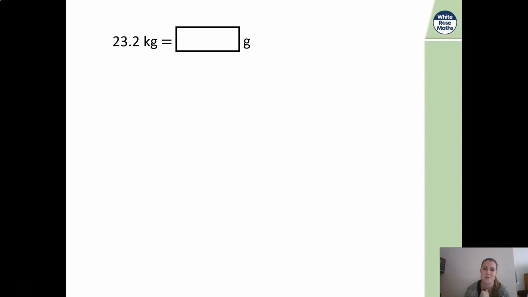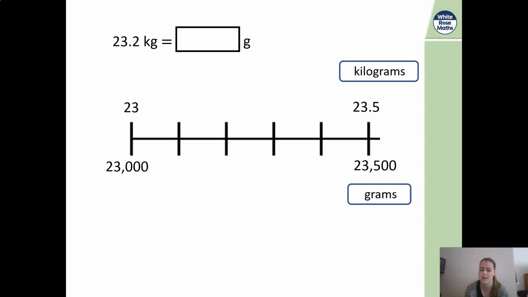So let's throw in some of our decimal work and really test your brain. I've got 23.2 kilograms. I need to work out what that is in grams. Here's my number line, and I'm going to use this to help me. I know I'm going from 23 and I'm going to 23.5 because I'm going up in decimals here. So I need to think, what are the increments going to be? I know that we've all done this, and Miss Ashford's group, you've done this with her, and my group have done this as well. How do we work out the incremental jumps between our numbers?